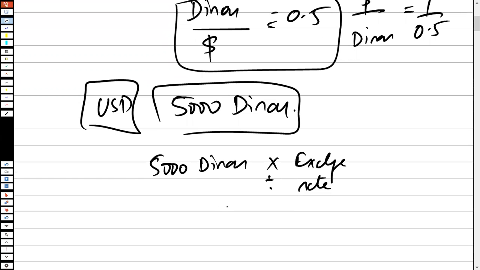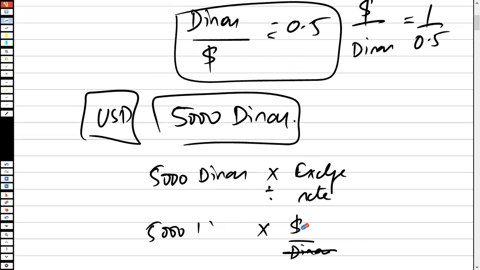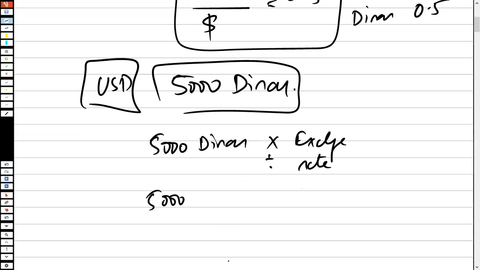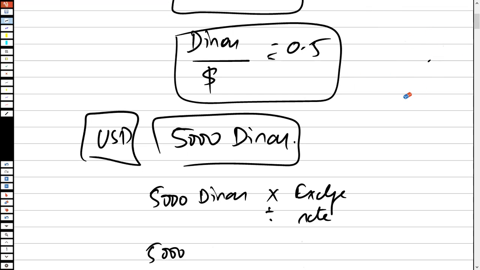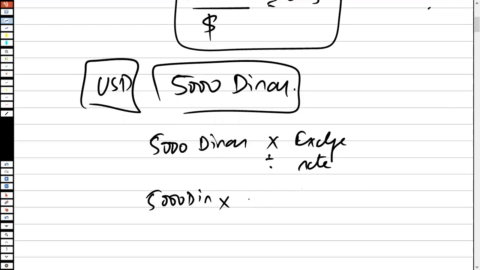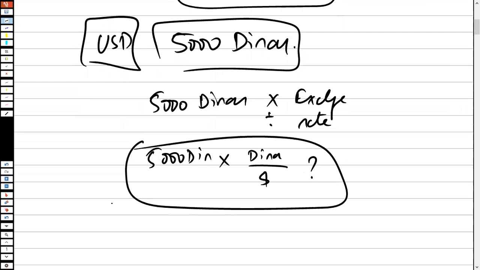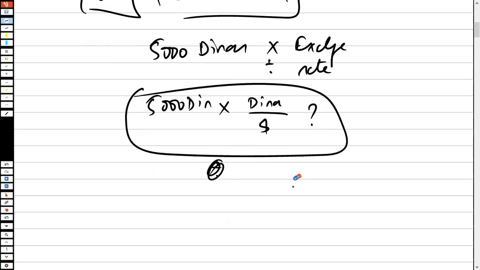Now see, if I write down the exchange rate like this, 5,000 dinar multiplied by dollar upon dinar, I will be able to cancel out the dinar. But if I multiply it by dinar upon dollar, how would I cancel out the currency? I would not be able to. But if I divide it by dinar upon dollar, I would be able to cancel it out. So now what is it that you need to do?